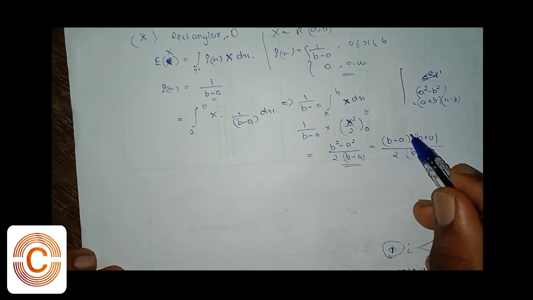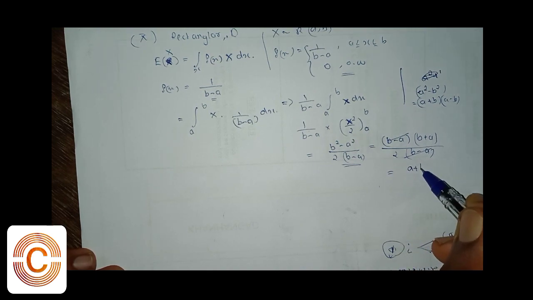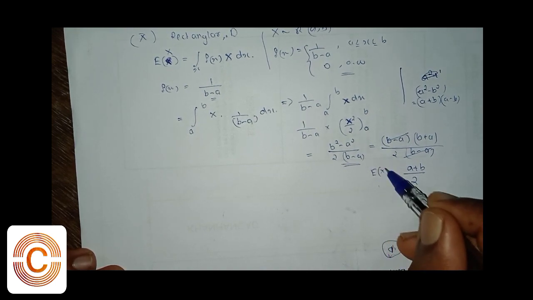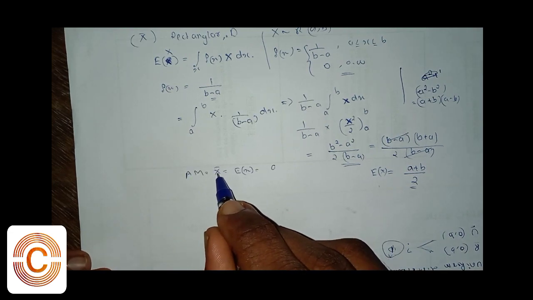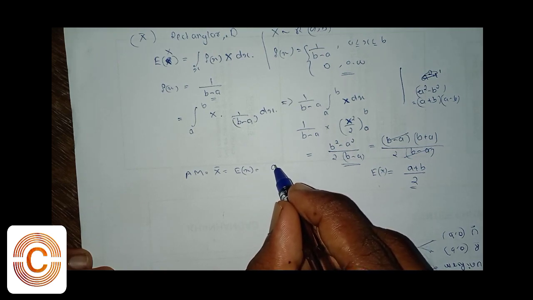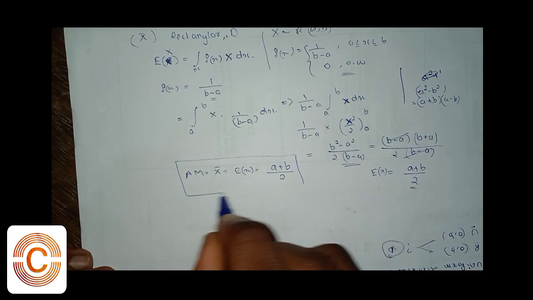Cancelling the similar terms in the numerator and denominator, we get the solution as a plus b whole divided by 2. So this is the expected value of the rectangular distribution, or the arithmetic mean, or x bar, or the expectation of x, which is defined as a plus b divided by 2 in the case of the rectangular distribution.